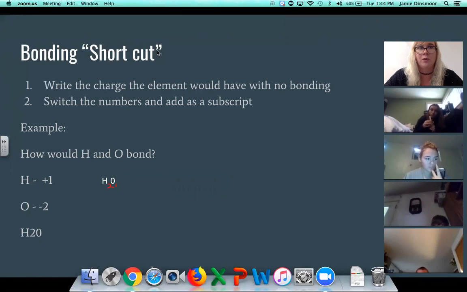Now, if you're really familiar with chemistry, you know that hydrogen and oxygen bond in many other ways, right? For example, H2O2, hydrogen peroxide. I believe someone made a joke about that in one of the previous sessions, right?